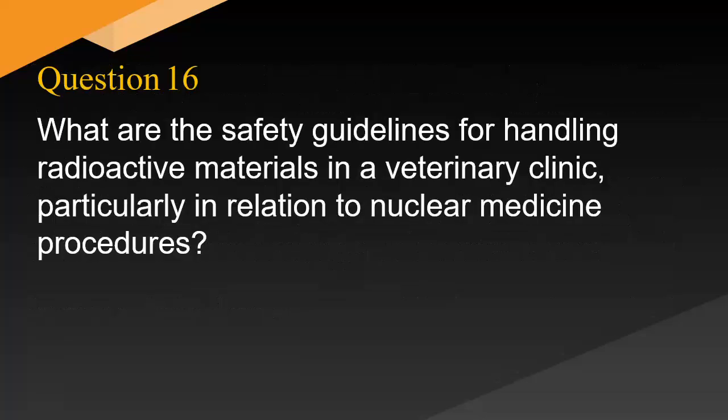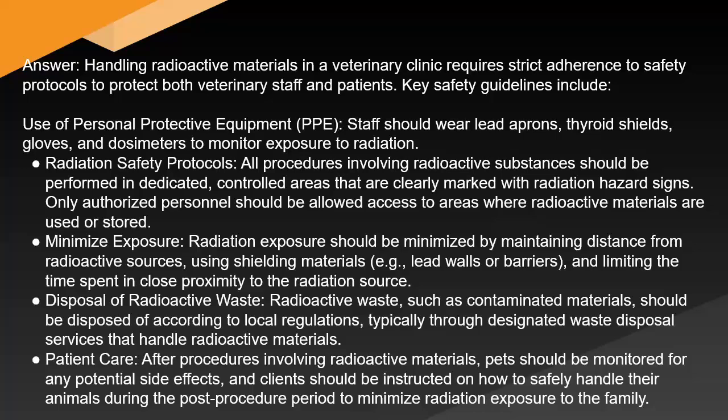What are the safety guidelines for handling radioactive materials in a veterinary clinic, particularly in relation to nuclear medicine procedures? Answer: Handling radioactive materials in a veterinary clinic requires strict adherence to safety protocols to protect both veterinary staff and patients. Key safety guidelines include use of personal protective equipment, PPE. Staff should wear lead aprons, thyroid shields, gloves, and dosimeters to monitor exposure to radiation.